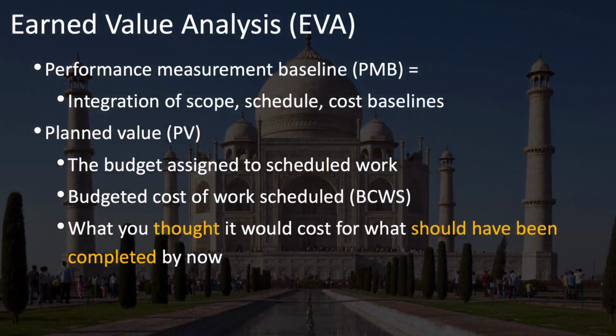Earned value analysis uses the performance measurement baseline, which is an integration of the scope, schedule, and cost baselines. It uses planned value, or PV, to represent the budget assigned to scheduled work. Traditionally, this has been referred to as the budgeted cost of work scheduled, or BCWS. Planned value is what you thought it would cost for what should have been completed by now.